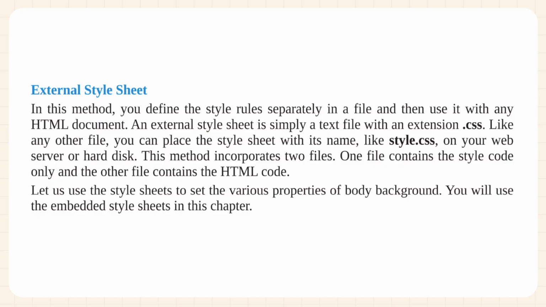External style sheet. In this method, you define the style rules separately in a file and then use it with any HTML document. An external style sheet is simply a text file with an extension .css. Like any other file, you can place the style sheet with its name, like style.css, on your web server or hard disk. This method incorporates two files. One file contains the style code only and the other file contains the HTML code. Let us use the style sheets to set the various properties of body background. You will use the embedded style sheets in this chapter.